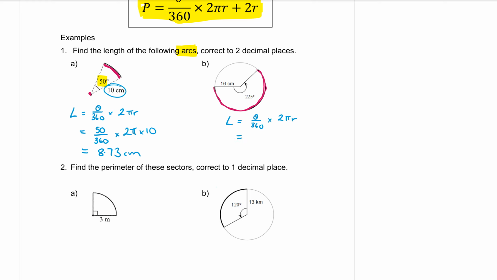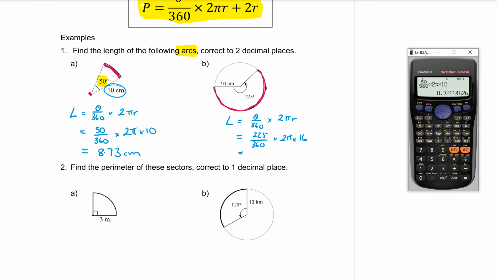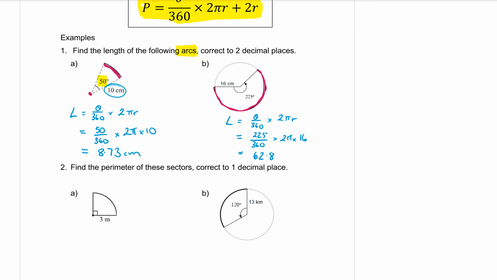Now, the theta represents the angle. The angle in my sector is 225 degrees. So that goes over 360, and I times by 2 pi times the radius, which is 16. Type it in your calculator. 225 over 360 times by 2 pi times the radius, which is 16. To 2 decimal places, that's 62.83 centimeters.